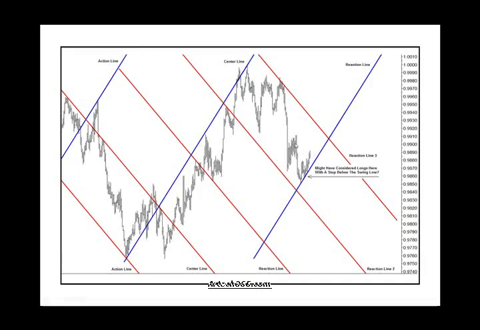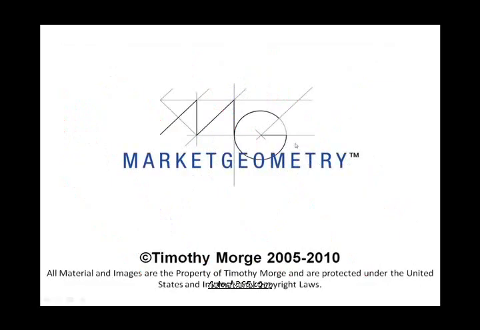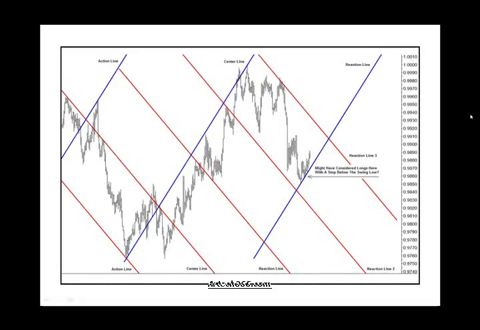I don't know if we're done or not. Let's take a look. Yeah, that's it. So that is your homework for next time. Practice drawing lines of opposing force with action-reaction lines. Make sure you have enough room in between to skedaddle around, and then use quality money management.